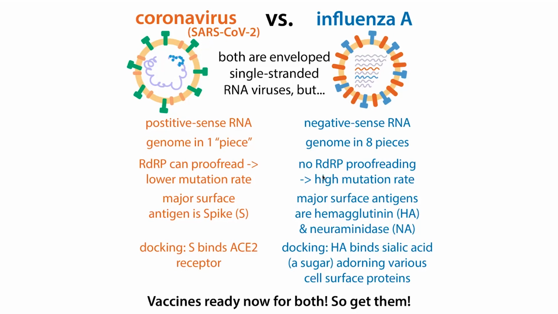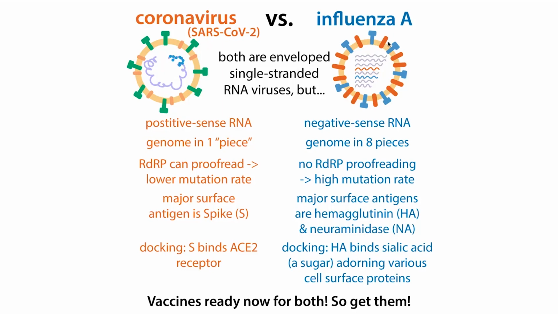The major surface antigen of the coronavirus is the spike protein. And the major surface antigens of influenza A, we have 2. We have hemagglutinin and neuraminidase. We have this one main target for antibodies of the coronavirus, at least for neutralizing antibodies. So there's antibodies that are actually going to bind to the virus and prevent it from docking onto cells. And so for influenza, we have this hemagglutinin, which is what does the docking, and the neuraminidase, which is what does the undocking.